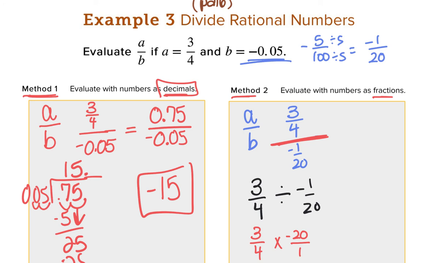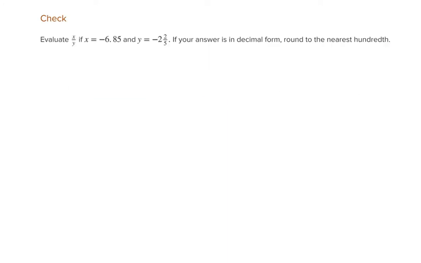And now I just multiply straight across. I do 3 times, and actually I'm going to simplify before I multiply. I'm going to divide 4 out of the bottom and divide 4 out of the top. And so my new problem is 3 times 5, which is 15, over 1 times 1, which is 1. And I had a positive times a negative, and so I get a negative answer of -15/1 or -15. And you'll notice we get the same answer whether we do it as decimals or fractions, so it'll really be up to you to decide which method you prefer, as long as they end up being terminating decimals like these were.